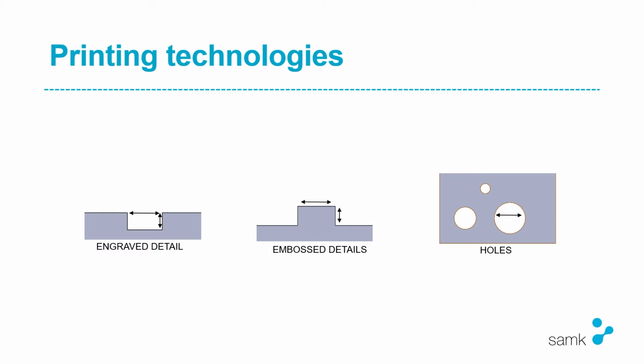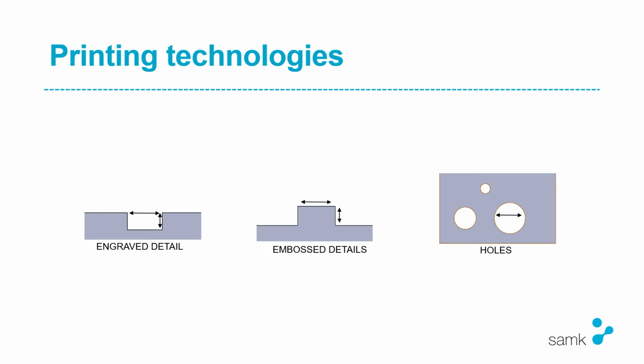Well, with printing metals, for example steel, the engraved details can be 1 millimeter in depth and width, and embossed details also 1 millimeter in height and width. Holes are pretty much the same. This again depends on the printer used for printing metals. I mean steel.